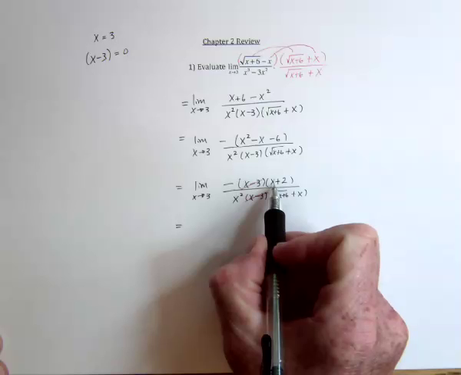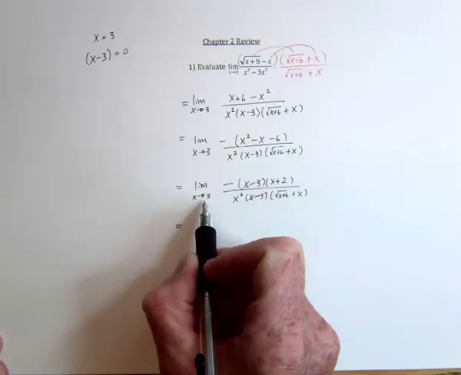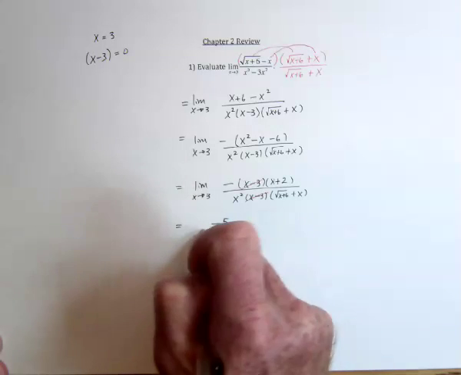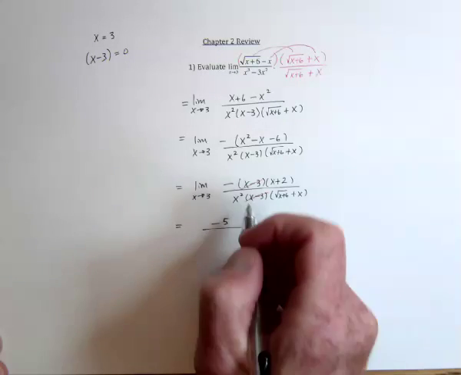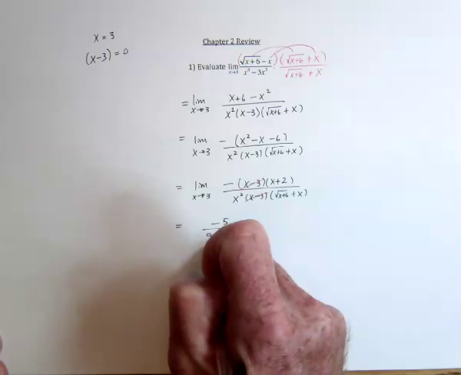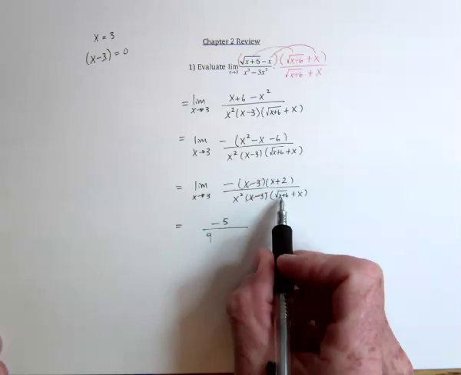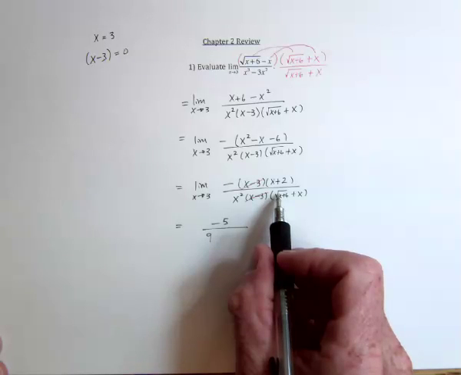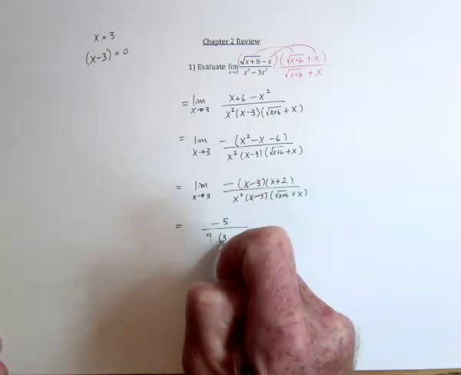Next up, this is going to be a 5, because we substitute that x is 3, so this is going to be a negative 5. And then a 9. This is going to be, let's see, 3 plus 6 is 9. Take the square root, that's a 3 plus a 3.